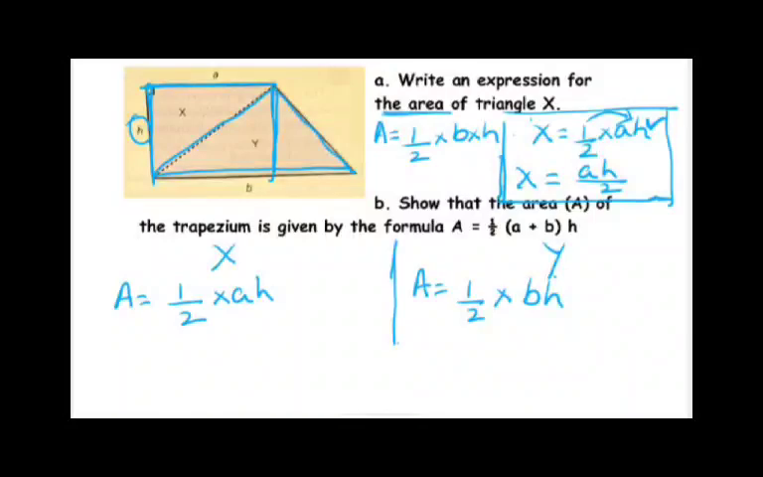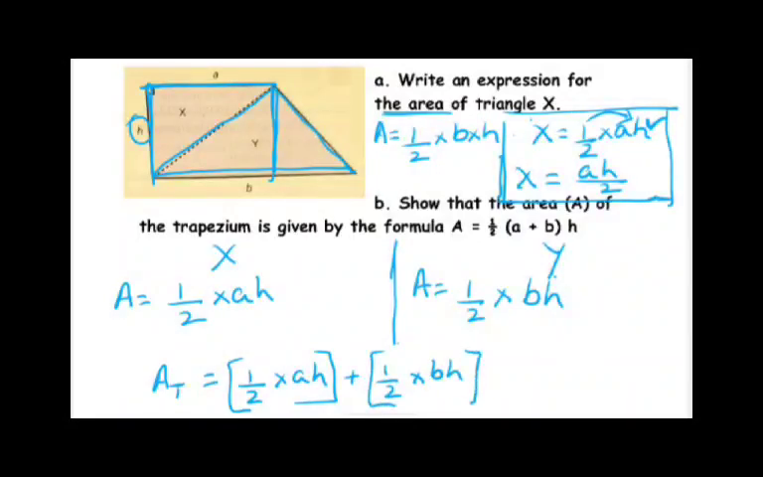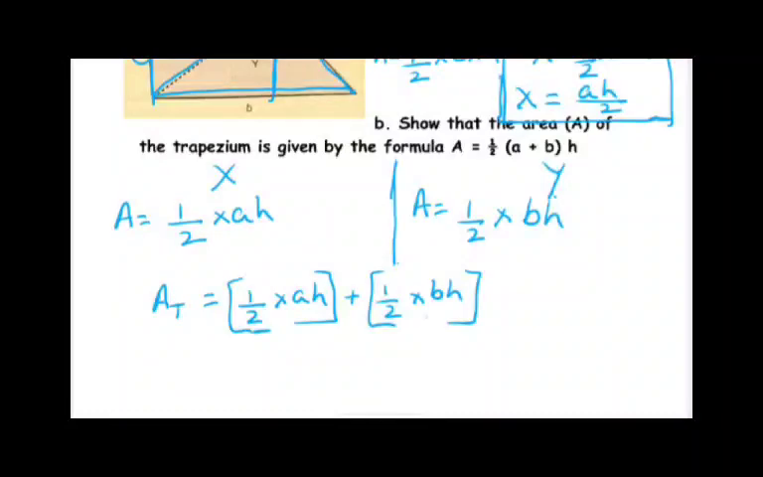So now if I have to find the area of the total trapezium, I will have to add up the area of both the triangles. So area of trapezium is equal to half into ah, this is 1, plus half into bh, this is another one. So the half and the half are common. I will keep them out.